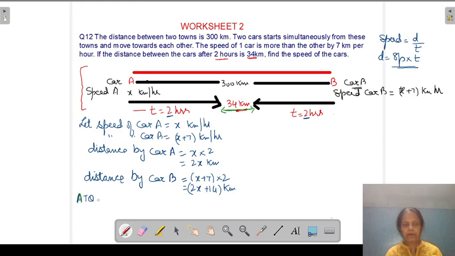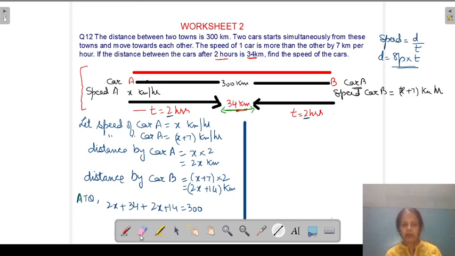So according to the question, the distance of car A, 2x, plus 34, plus the distance of car B, that is 2x plus 14. So this total distance, the total line, equals 300. I think it's clear.